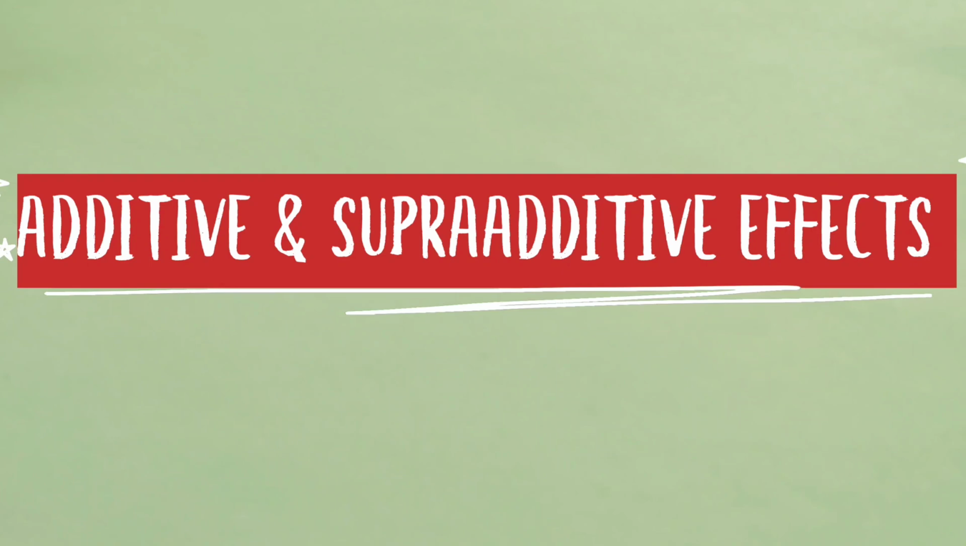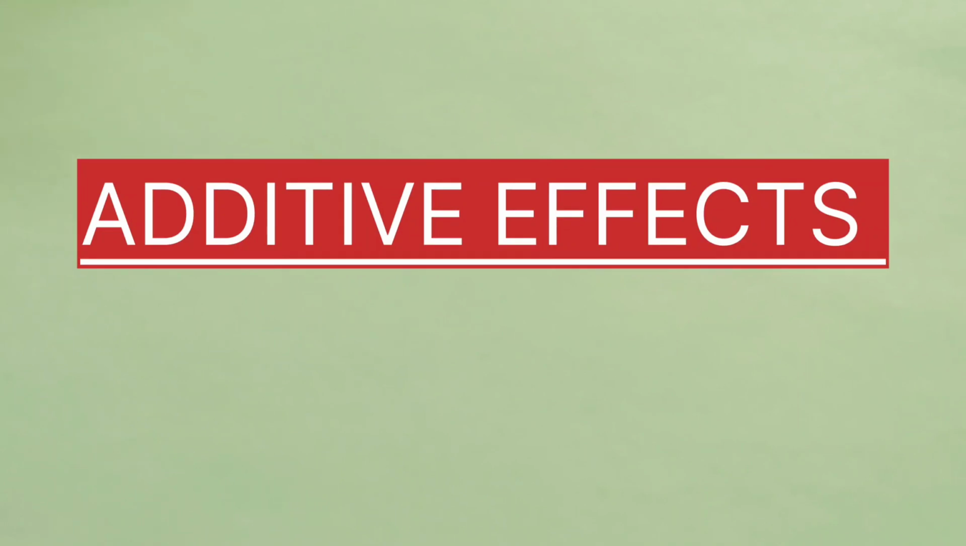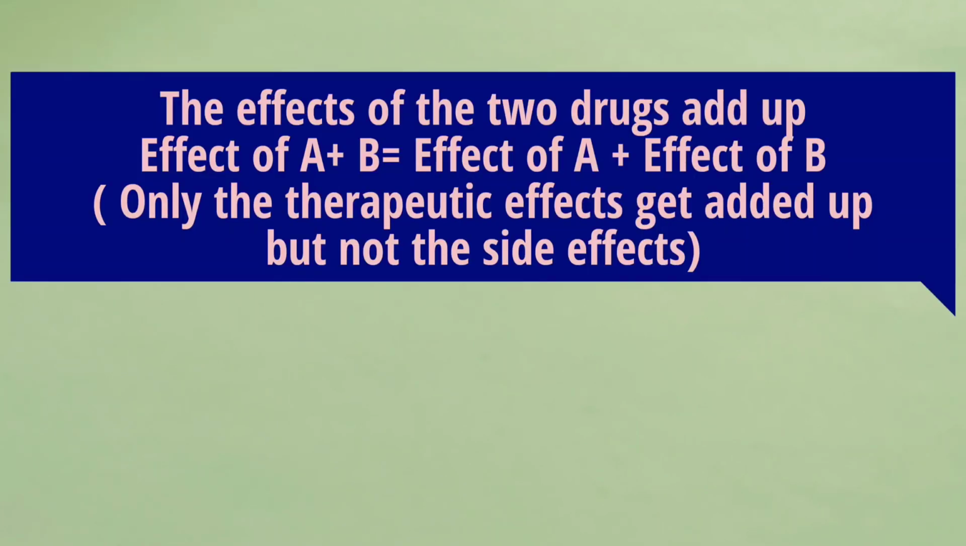Of this video lecture is additive and supra-additive effects. Additive effects. Here the effects of the two drugs simply add up. Let's say there are two drugs A and B. So the effect of the combination, that is A plus B, is equal to effect of A plus effect of drug B. So the effect of combination is equal to the sum of the individual effects of the drugs.